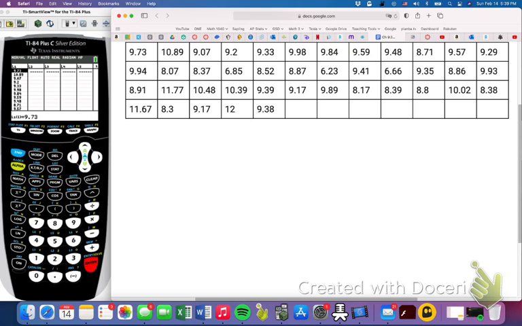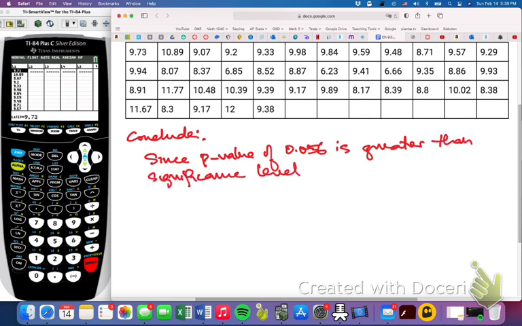Okay, so to conclude, right? To conclude, since a p-value of 0.056 is greater than the significance level of 0.05, just slightly bigger, we fail to reject H naught, right? We fail to reject H naught. Now you got to be careful here. If your p-value is exactly 0.05, it's still greater than or equal to 0.05, we fail to reject.